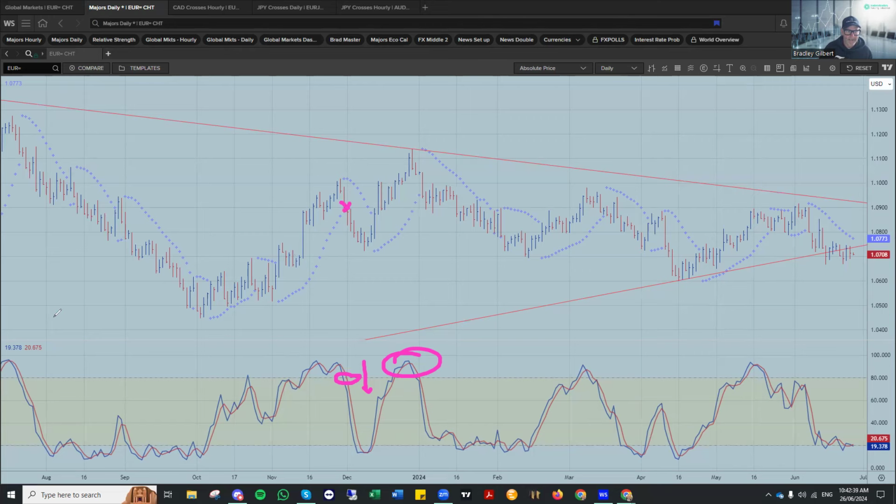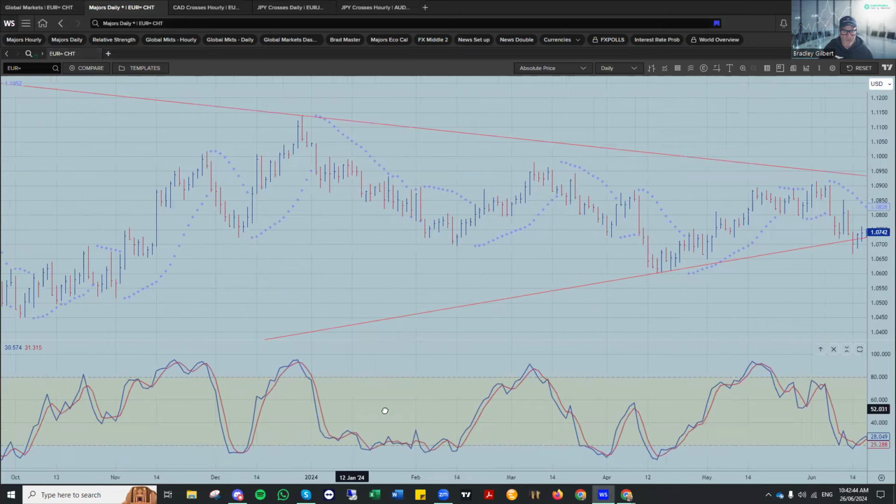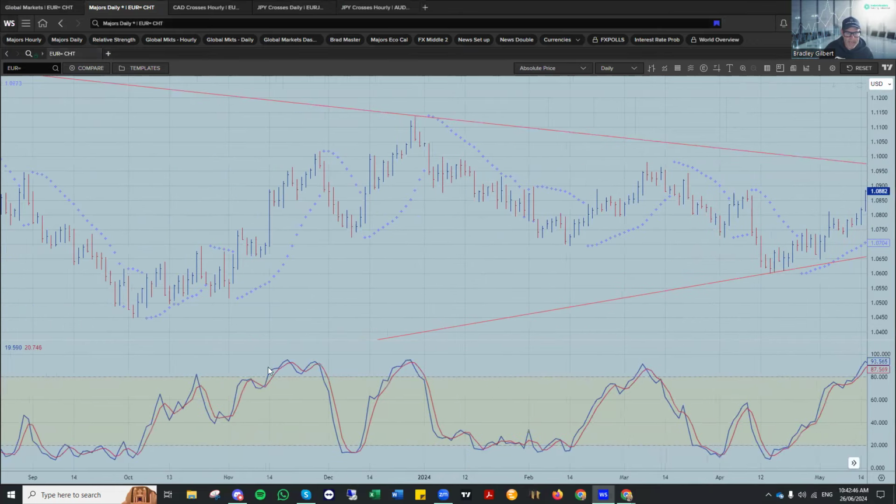The problem is we treat the stochastics with a bit of disrespect as well. When these things cross over, it's a great time to be getting short, but who's to say it doesn't just trade sideways from there and then go down six or eight hours later, while you're sitting there short? That's what I'm saying. You could actually be a little bit more patient and wait for it to go down through those major levels, the 80 or 20.